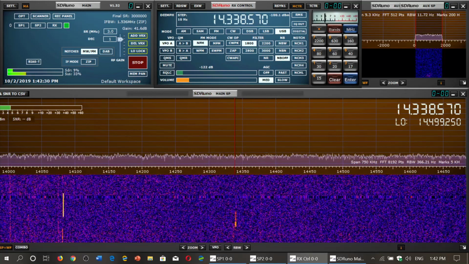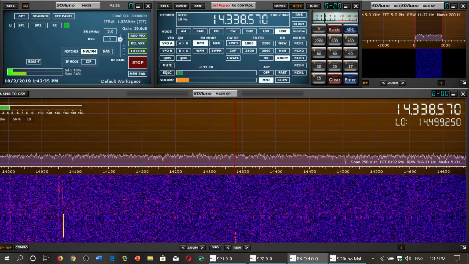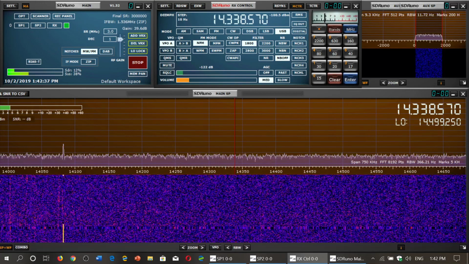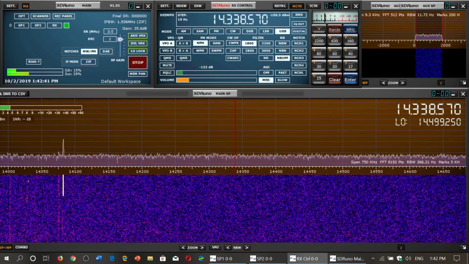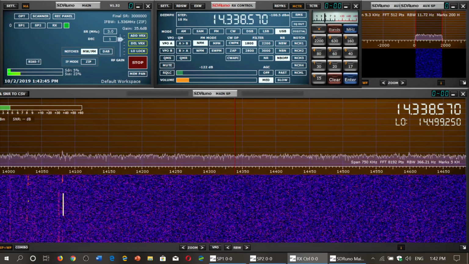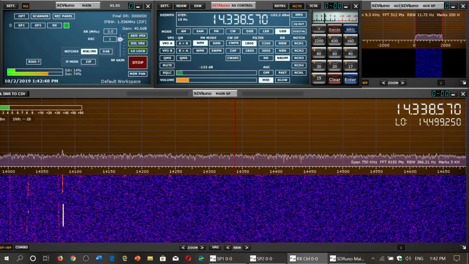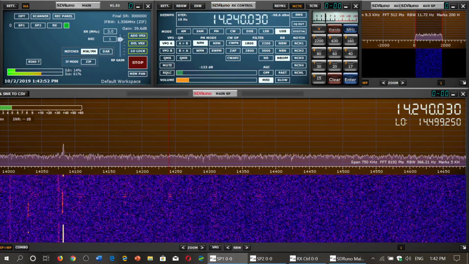of the band. There's a little chunk around 14290 that is dedicated to AMers. I've heard some AMers from time to time, 14290, 14295. But most of what you'll hear in that range is single sideband transmissions of amateur radio. Usually a lot of activity on the band.